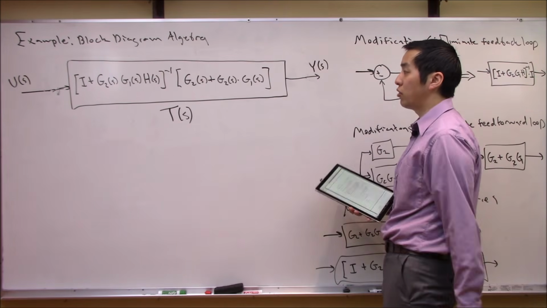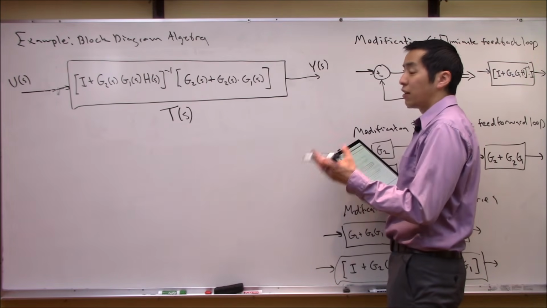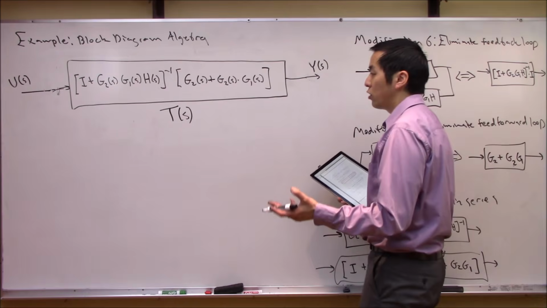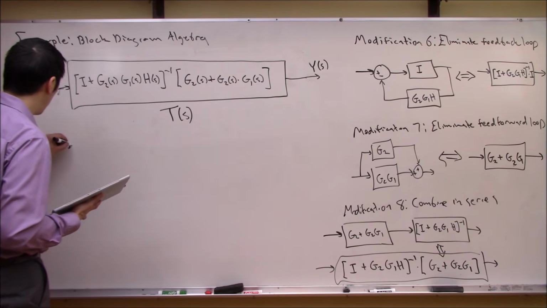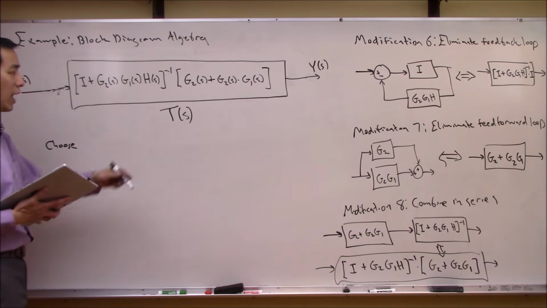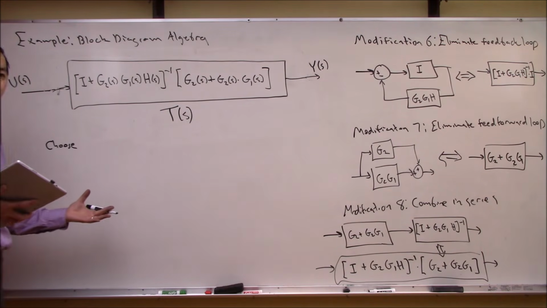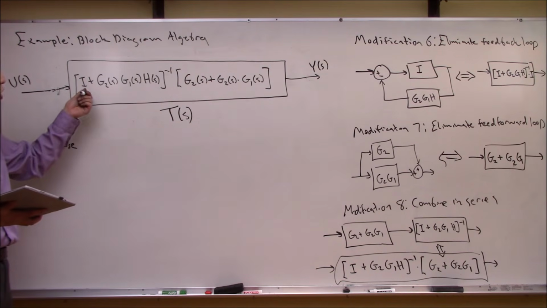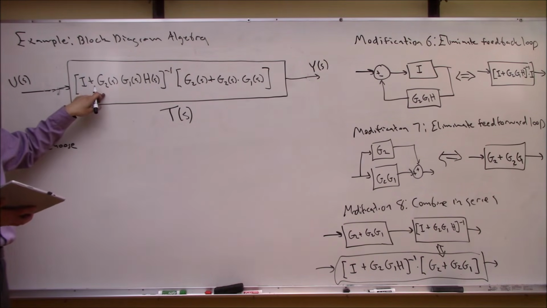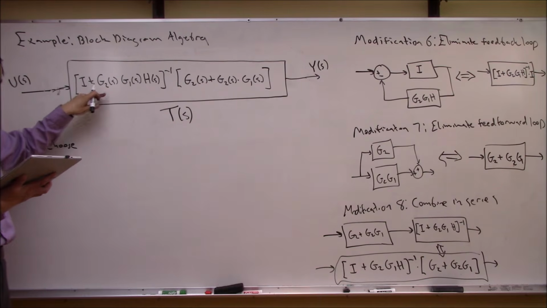So you know what I want to do here is let's check this actually in Matlab. To continue this example, let's go ahead and choose some random G1, G2, and H's, and we'll build this thing in Simulink using individual blocks, and then we'll check to see if this equivalent single transfer function behaves the exact same way here, right?